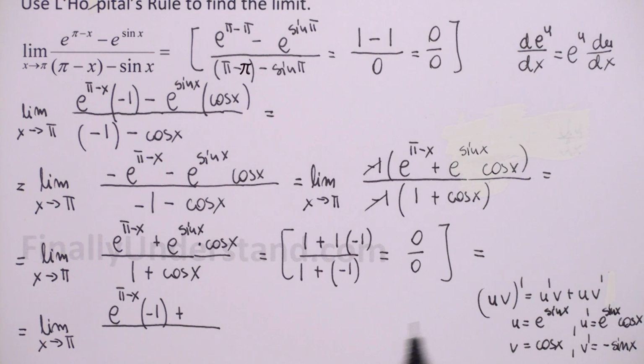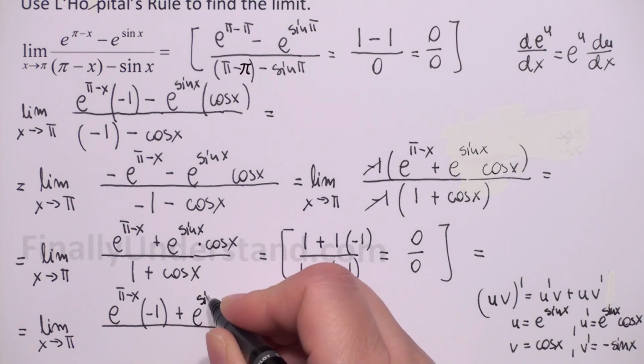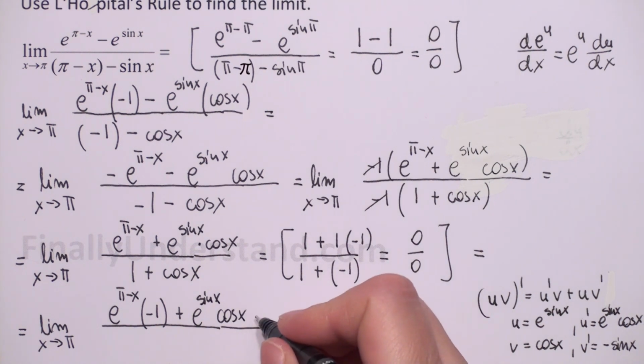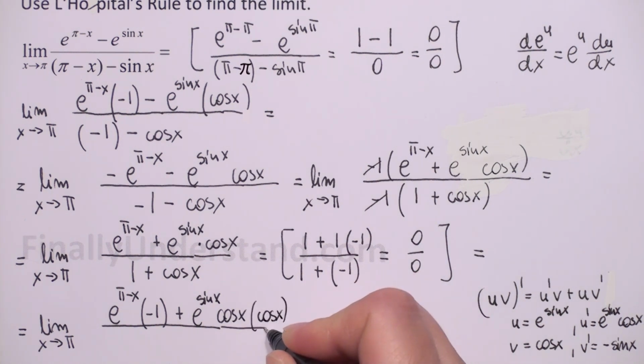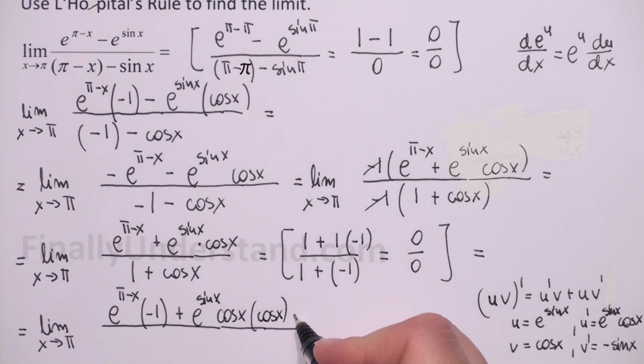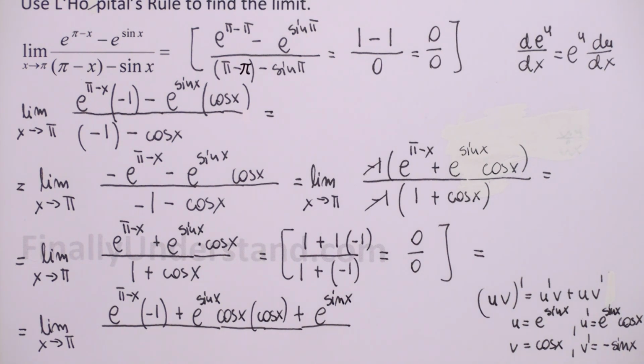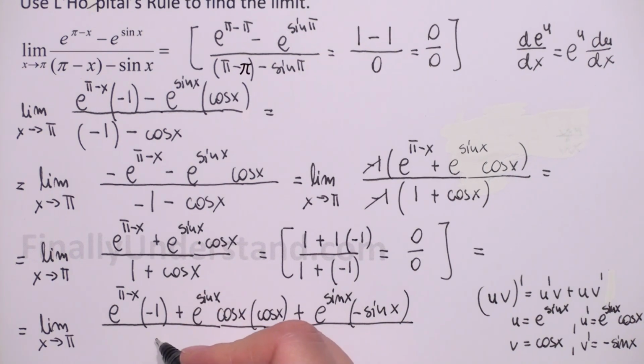So we will have to now substitute into this formula. We have plus, and first we need the derivative of u, which is e to power sine of x times cosine of x, times v. V is cosine of x. Next we have plus, and we have u. U is equal e to power sine of x times the derivative of v, which is negative sine of x, over, and the derivative of the denominator, the derivative of 1 is 0, the derivative of cosine is negative sine of x.